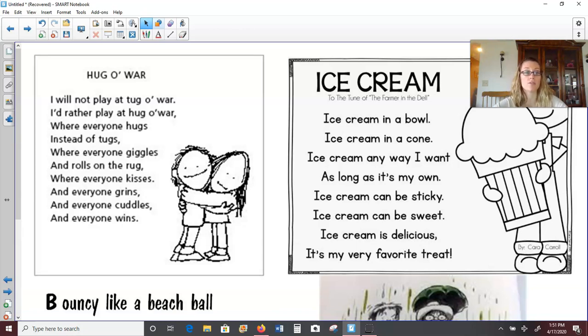Now, I know with all the social distancing going on, boys and girls, we might not be able to play hug-o-war, maybe tug-of-war where we're staying apart from one another, but I just thought that was a really sweet poem. Speaking of sweet, I added a poem on here about ice cream because I really enjoy to eat ice cream.